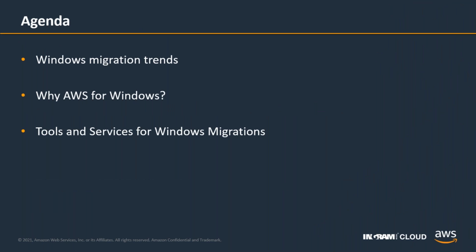Okay, so the agenda for today's presentation is I want to talk a little bit about Windows migration trends, and that's really about what people are moving in terms of Windows workloads into AWS, why people would use AWS for Windows, and there's a few common misconceptions which we'll try to clear up there, and then also the sort of tools that people are using to migrate those workloads into AWS.